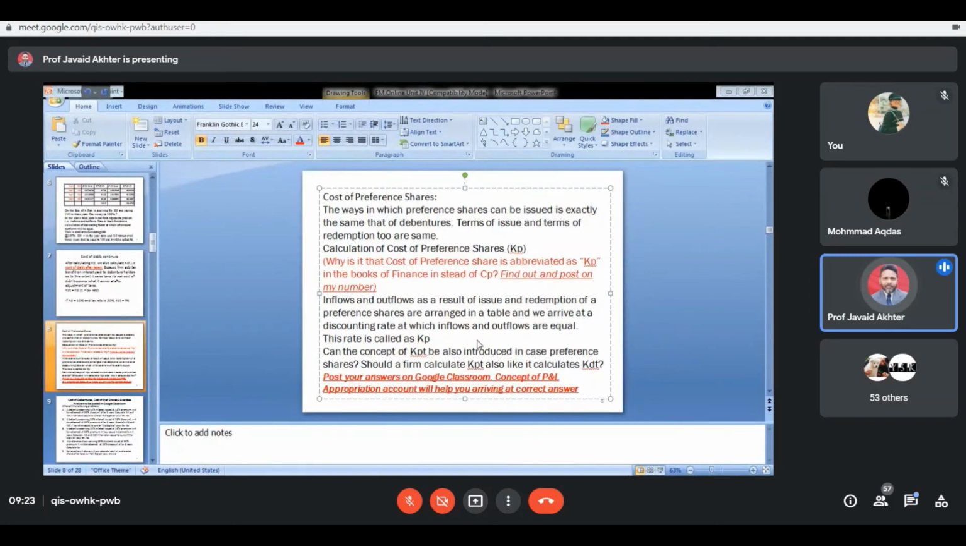Now we move on to another question. Can the concept of KPT be also introduced in case of preference shares? Should a firm calculate cost of preference shares after taxes like it has done in case of KDT? No, sir, because it does not get any tax benefit. Yes, you are right, because it does not get any tax benefit. Fine, very good. Now we move on to the next concept.